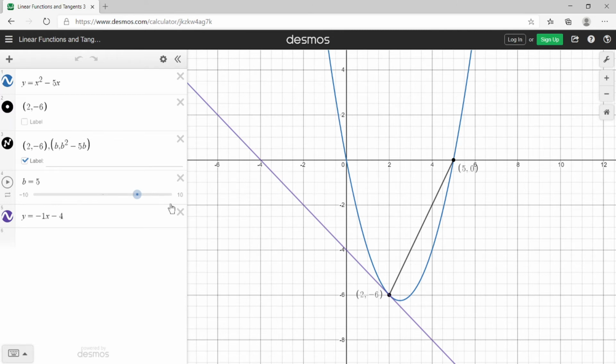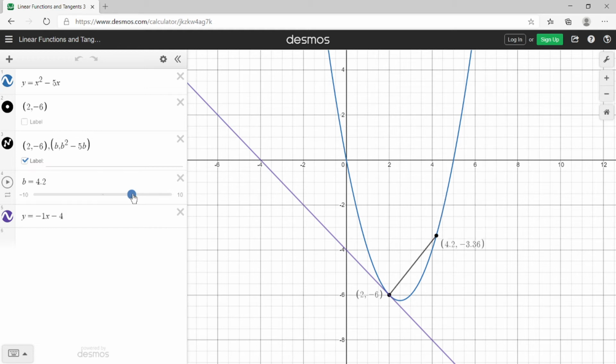I have a slider over here. And right now it's set so that this endpoint of the secant line is at x equals 5 and y equals 0. So clearly the slope of the secant line is different. It's almost perpendicular to the tangent line. However, if I grab this endpoint right here, I can move it along the parabola like this.